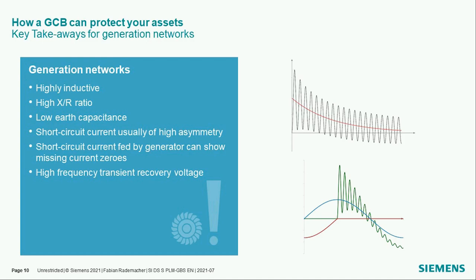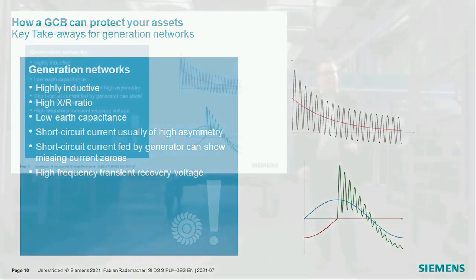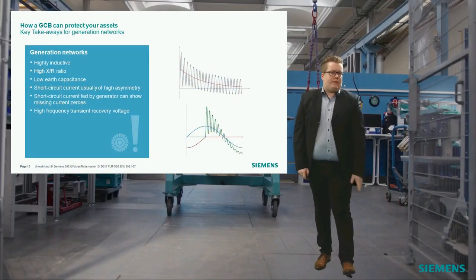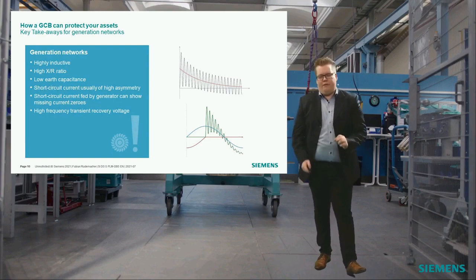Then, of course, we have a really high frequency transient recovery voltage. What we can see is that in the case of current interruption, the transient recovery voltage will oscillate at the rated voltage of the system, and this has also to be withstood. Very important for it, but our generator circuit breakers are type tested for it.